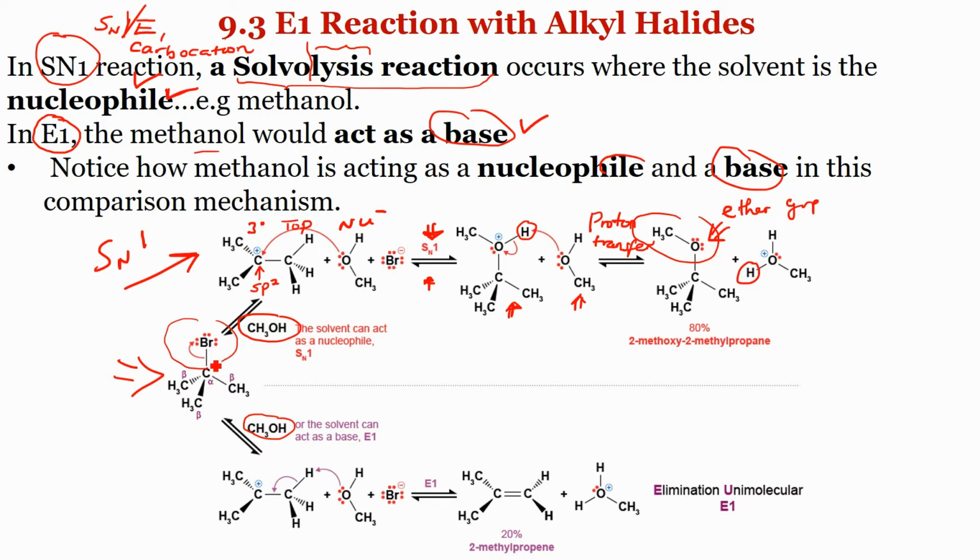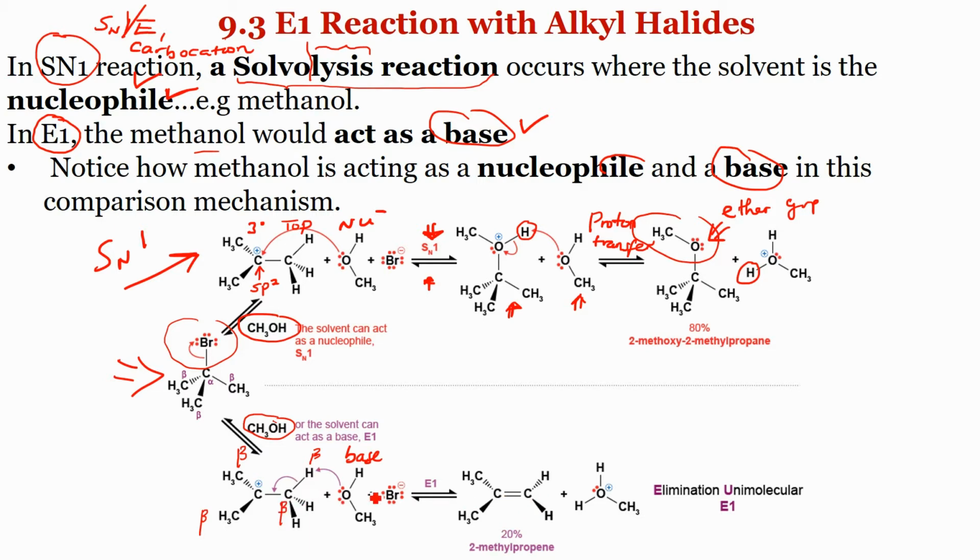In elimination, you'll do the same thing. The leaving group falls off, you get a carbocation. But now instead of the methanol attacking the C+, it takes out one of the beta hydrogens. This is a CH3, this is a CH3, and this is a CH3, so all of them are CH3. So we take out one of the beta hydrogens. Here the solvent is taking the role of a base. It's still solvolysis because the solvent is taking part in the reaction. So we are taking out the beta hydrogen, and then we are using the two electrons to make a double bond.